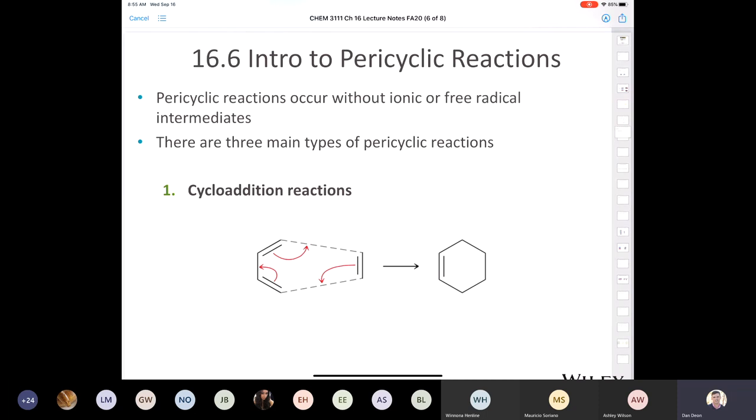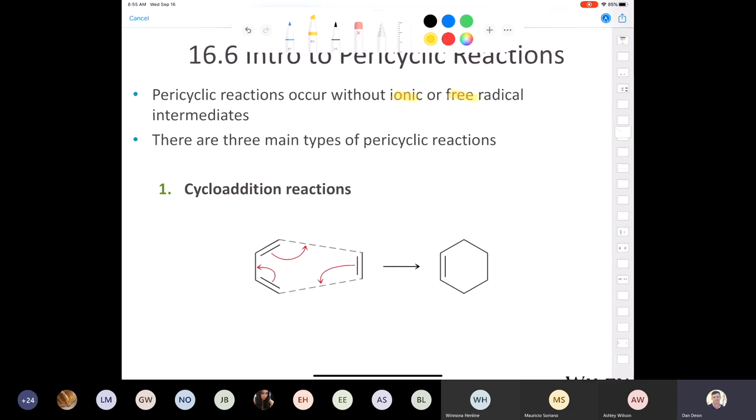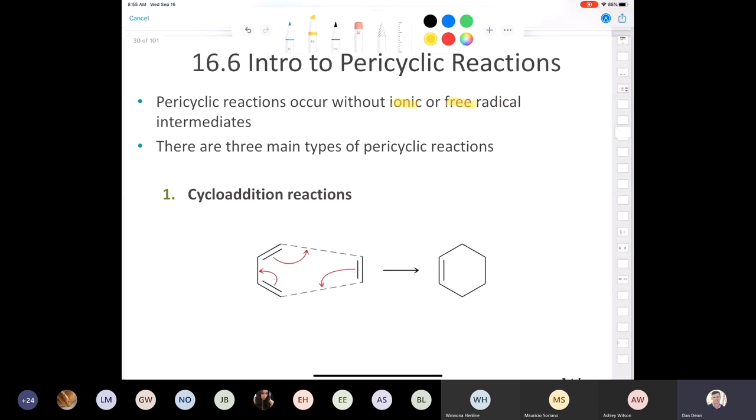Pericyclic reactions are really different than anything else that we've looked at in this class, because if you think about it, about 98% of what we look at in this class involves ionic mechanisms. And then in chapter 10 and a couple other times, we talked about free radical mechanisms, very little. But pericyclic reactions don't occur with either of those, okay? And there's three main types of pericyclic reactions.